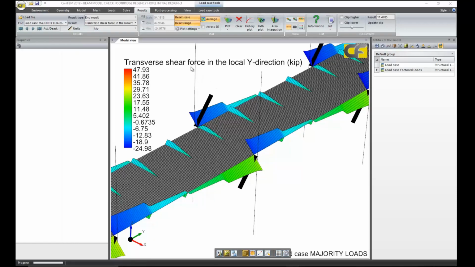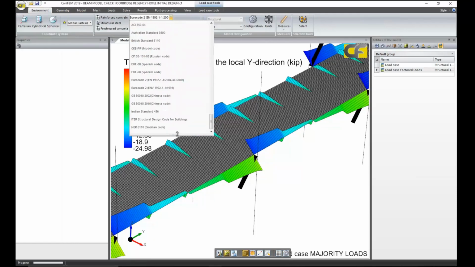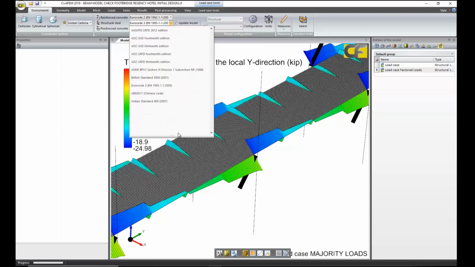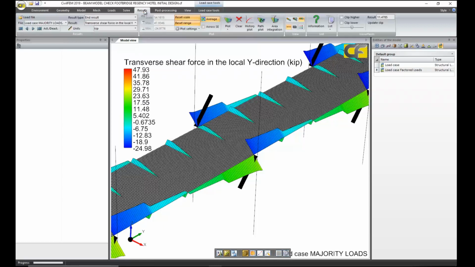We can check and design this structure. For checking by code, at the beginning we can select different codes. For structural steel, the first option is Eurocode 3, but we can also select American codes, Indian codes, codes from all over the world. We have a long list of codes: British Standard, Chinese, Indian. We have checked with Eurocode 3, and here we can load results.